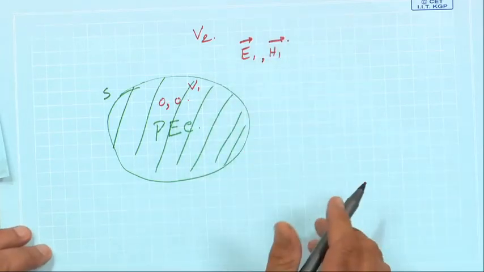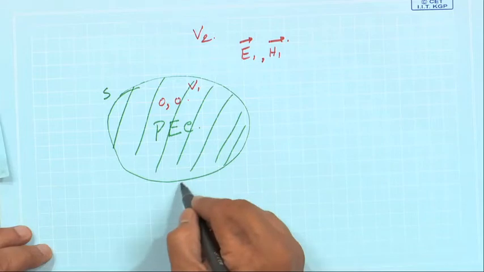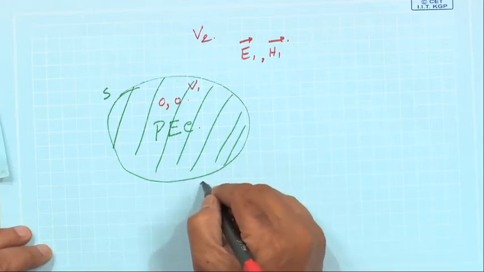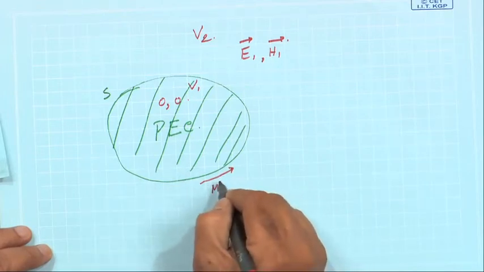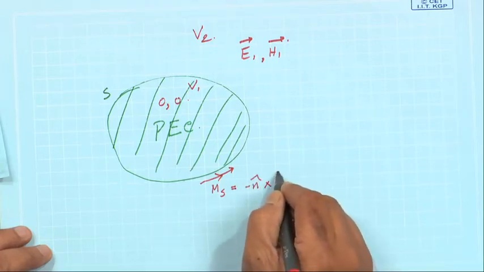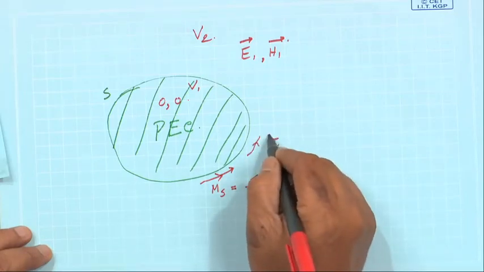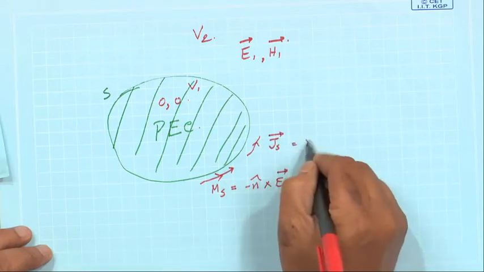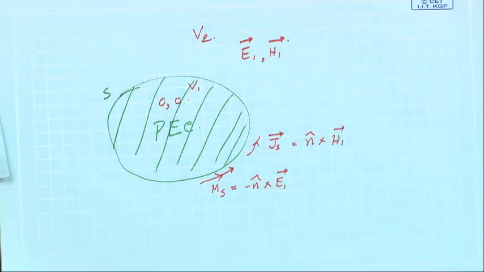In the PEC I said 0, 0. So, now I will have to put over this surface Ms equal to minus N cross E1, and Js equal to N cross H1. So, what is the difference between these? We will show that.